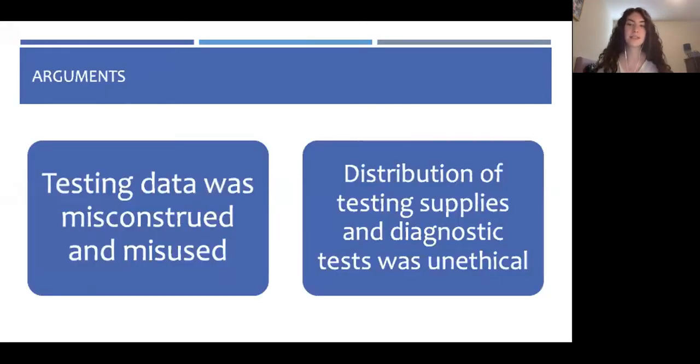I argue that testing data was misconstrued by the Oregon public and misused by state and public health officials because the context and process by which the data was generated was not fully appreciated or communicated. I also argue that the distribution of testing supplies and diagnostic tests was unethical because distribution in Oregon was not based on proportionate need and because existing barriers to accessing tests were not reduced in a way that facilitated proportionate distribution.